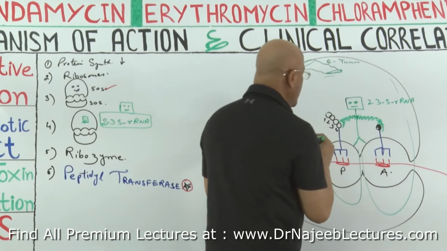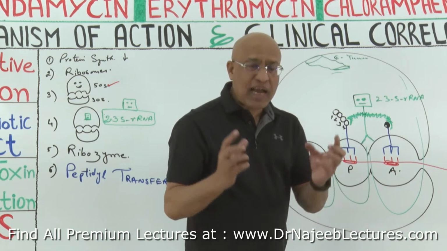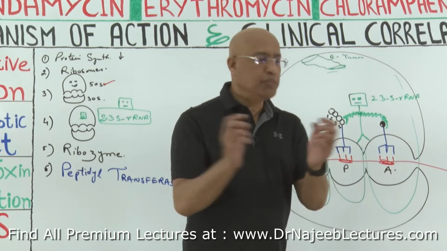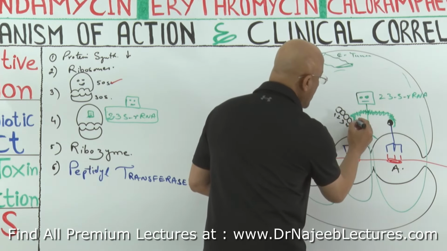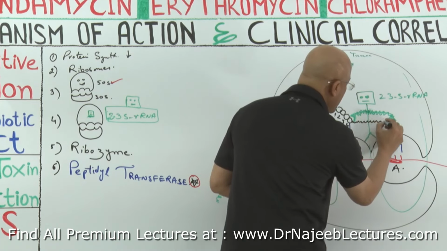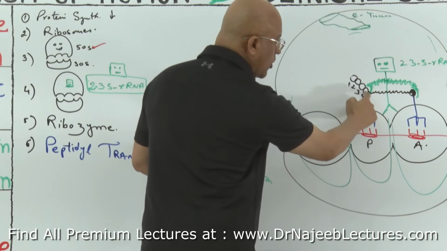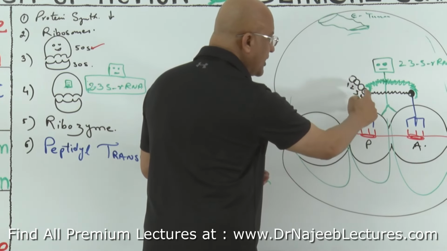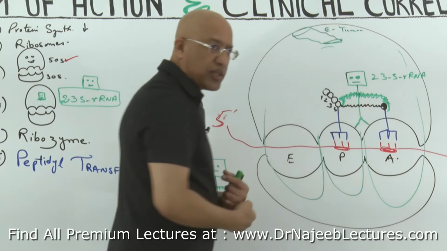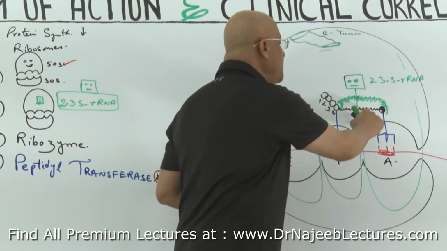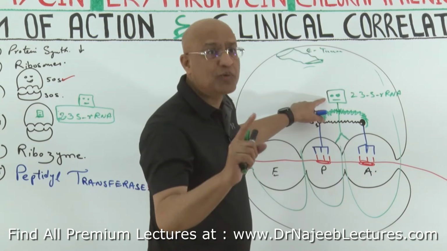The function of these two domains is that they orient the amino acids in such a way that they help in the formation of a peptide bond between the newcoming amino acid and the oligopeptide chain. So the recently formed peptide chain and the new incoming amino acid are oriented with each other and connected. This is one function which the peptidyl transferase, the ribozyme, the 23S subunit, is doing.